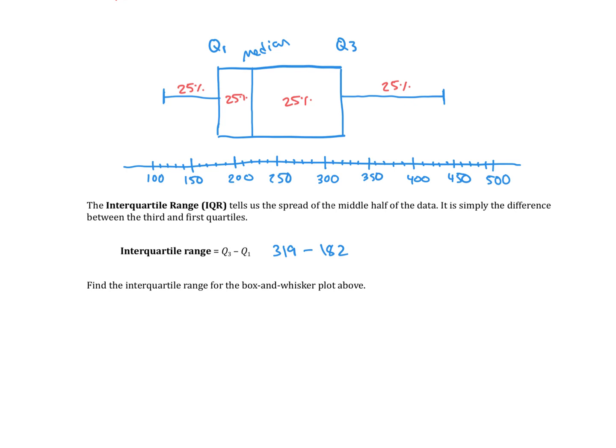So I subtract those and I get 137. So the interquartile range is the range of the box. So we call that IQR. So that middle 50% of the data has a range of 137, in this case, calories.